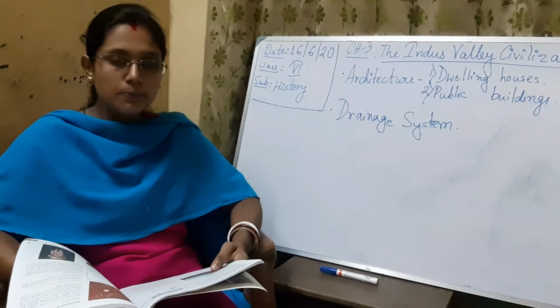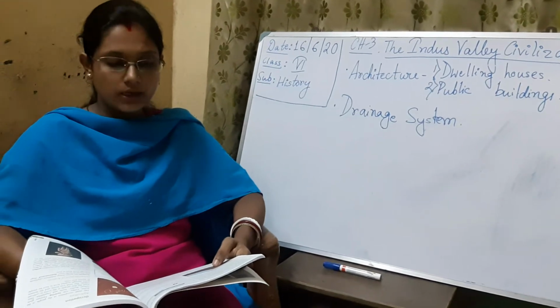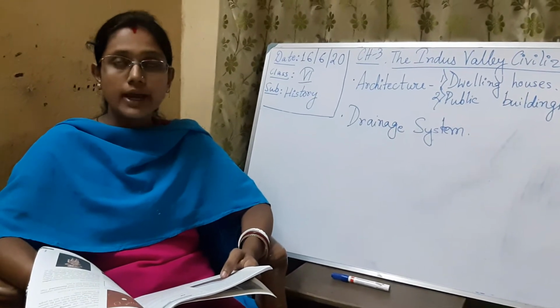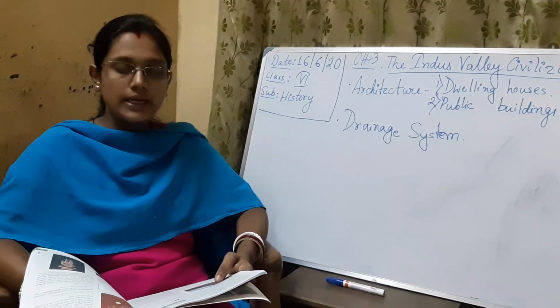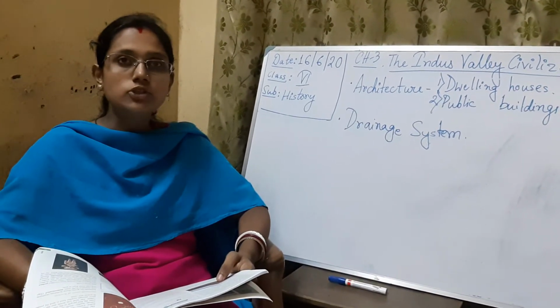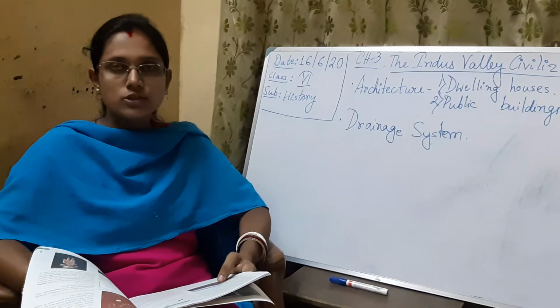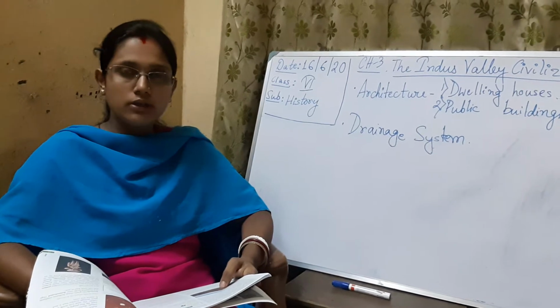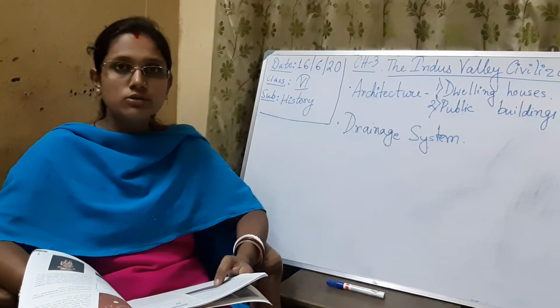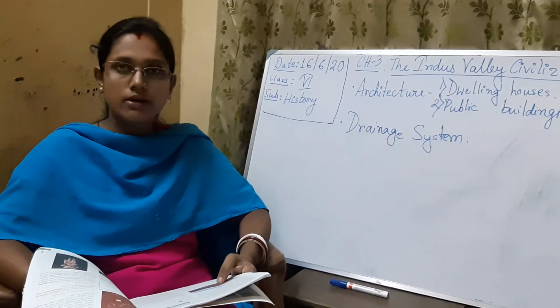And now another important building which was present, that is the Great Bath at Mohenjo-daro. Okay, Great Bath. This building also resembled a large swimming pool. Okay, so nowadays we are very familiar with the word swimming pool. So in those days also they had a swimming pool which is known as the Great Bath.